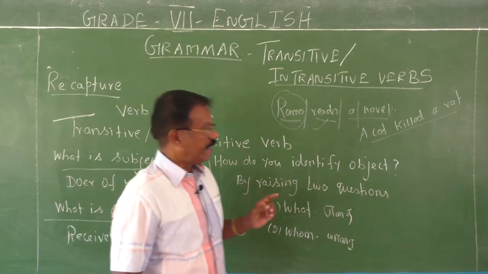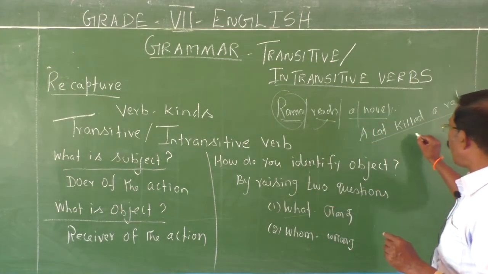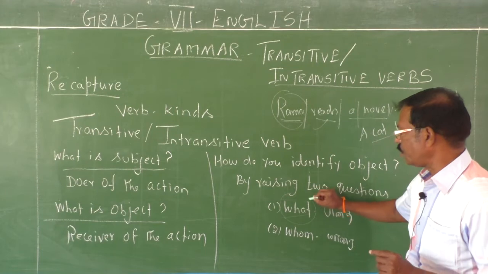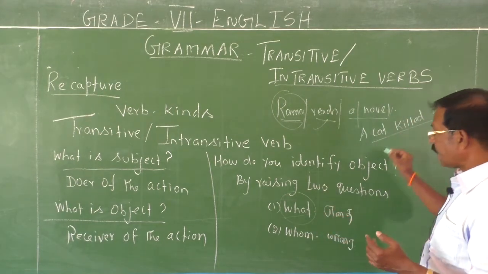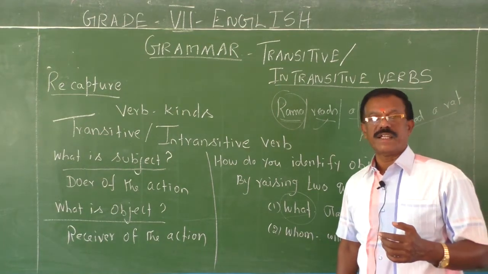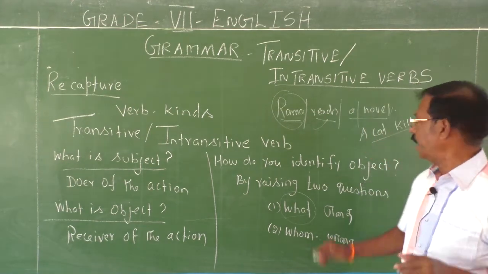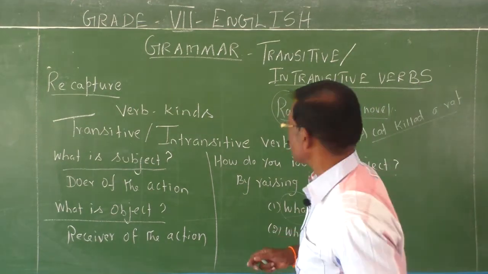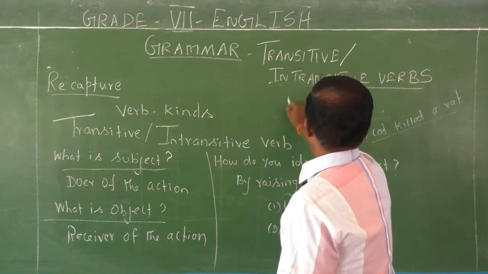For example, a cat killed a rat. A cat killed what? If you raise this question, you cannot get that answer. Okay, go for the second question. A cat killed whom? A rat. Yeah. Now you get the answer. So, you can get the answer for any one of these two questions. See, for the first one, I will give you another example. Yeah, the same example.